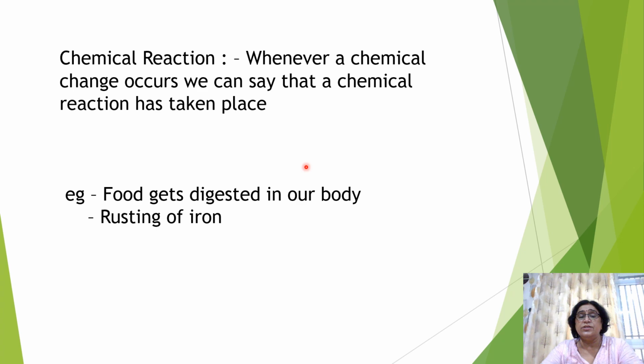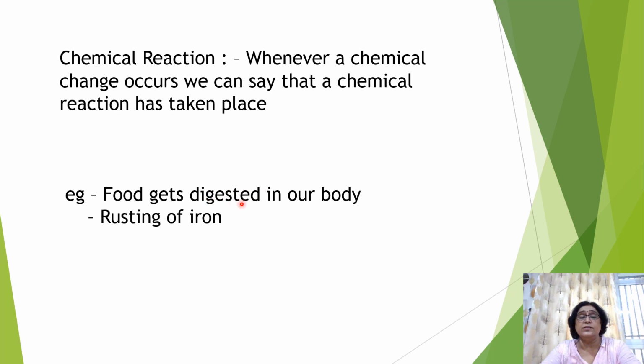So this change is a chemical change because this cannot be reversed easily. That means if I have to form again magnesium from magnesium oxide, it is not an easy process. So such a change which cannot be reversed is called chemical change. So whenever a chemical change occurs, we say chemical reaction has taken place. Okay. Another example is food gets digested in our body.